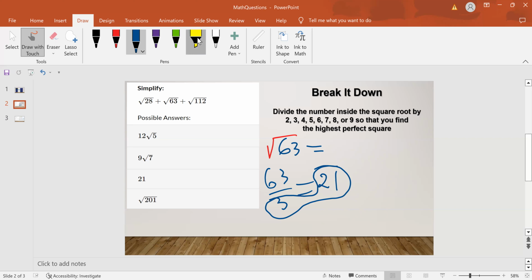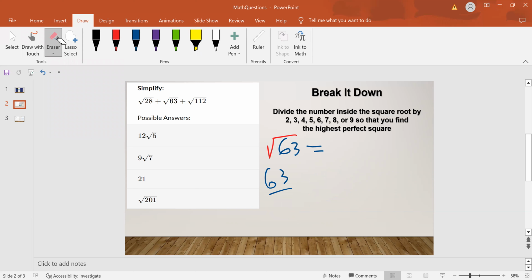But in the two numbers, 3 and 21, 3 is not a perfect square. 21 is not a perfect square. That means 3 is not the number I have to use for the division. So I go further. If we try 4, 4 doesn't work. We try 5, doesn't work. So the next number which will be good for this division will be 7. You take the same 63 and this time you divide it by 7.